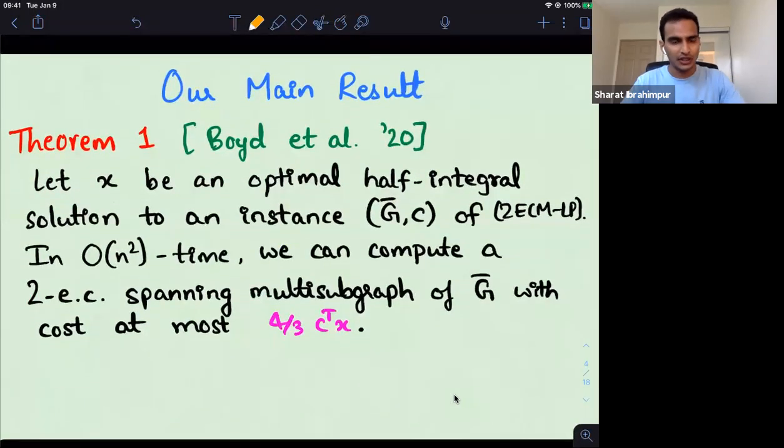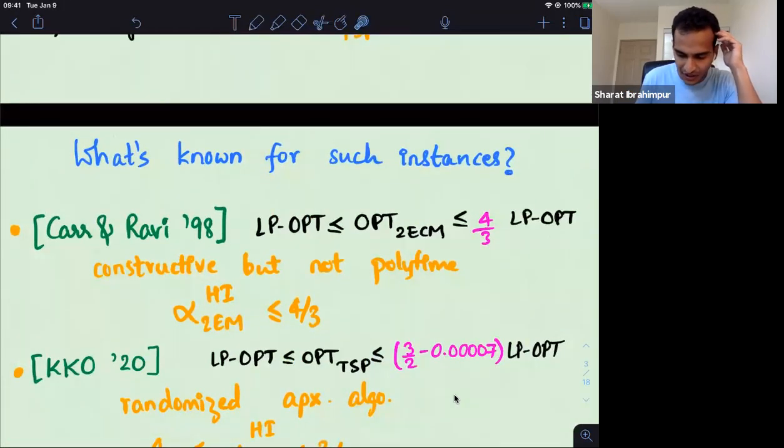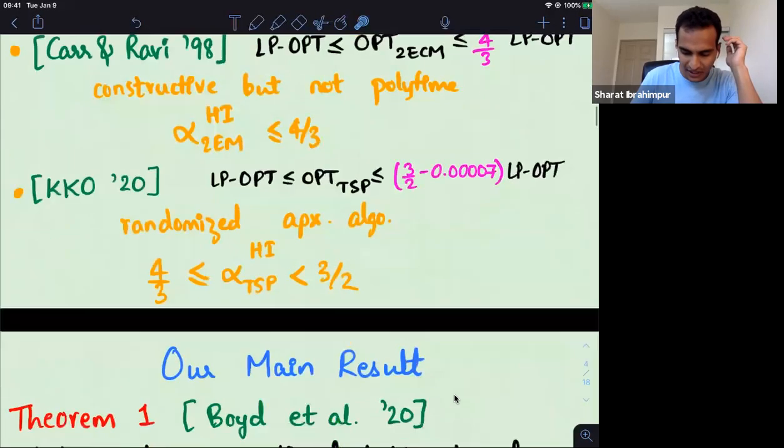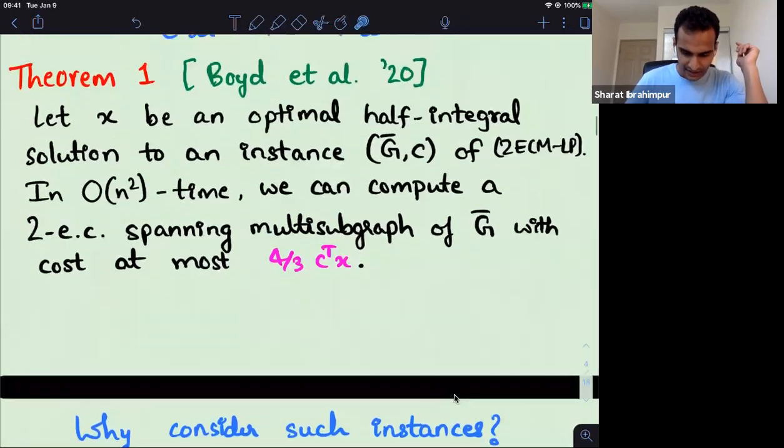Our main result in this work is the following. If you're given an optimal half integral solution x to an instance of 2ECM, then in order n² time, in quadratic time, we can compute a 2-edge-connected spanning multi-subgraph of G bar with cost at most 4/3 times c transpose x. So basically it's the integrality gap result that I showed here. This is due to Carr and Ravi. We basically give an algorithmic version of this result. That's our main contribution in this work.